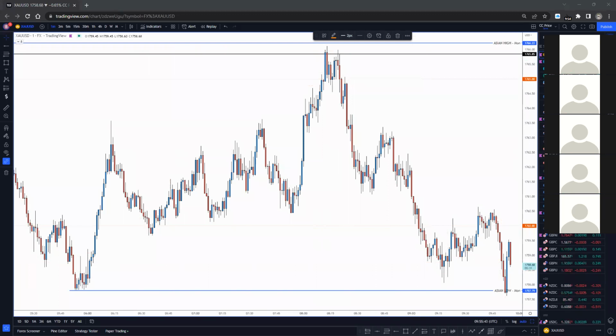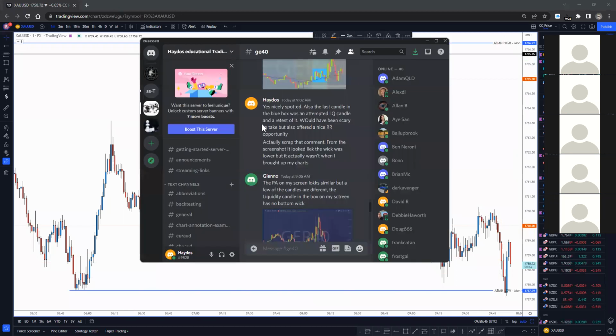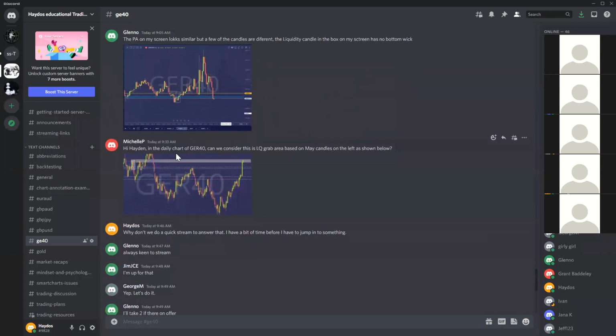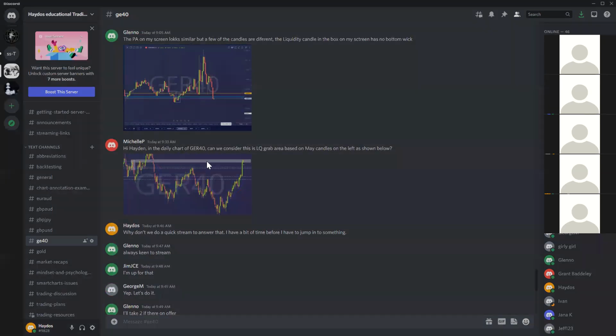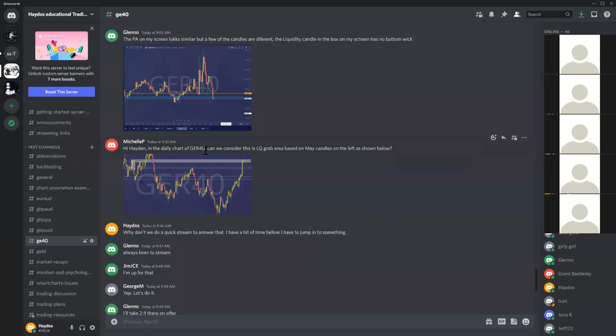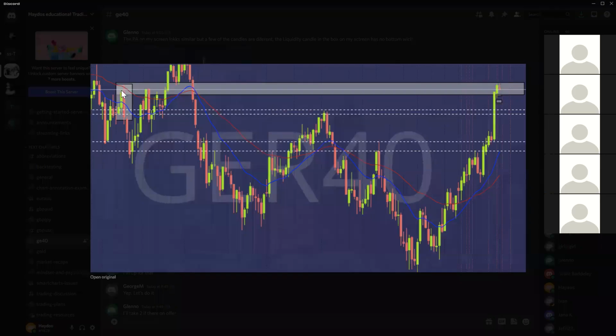All right, so just for context, I'll bring up this question that she had, which was in the daily chart, German 40. Can we consider this area here from May as a liquidity grab candle for a reaction here, where price is currently? So can we consider this a liquidity grab area based on May candles on the left as shown below? Maybe I'm just misinterpreting the way she's asking the question. Probably asking, should we be looking for a liquidity grab in this area? Yeah, that's what you're asking.